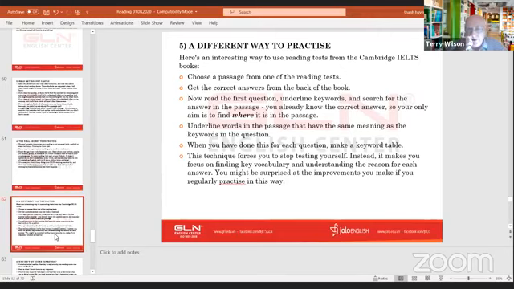This technique forces you to stop testing yourself. Instead, it makes you focus on finding key vocabulary and understanding the reason for each answer. You might be surprised at the improvements you make if you regularly practice in this way.